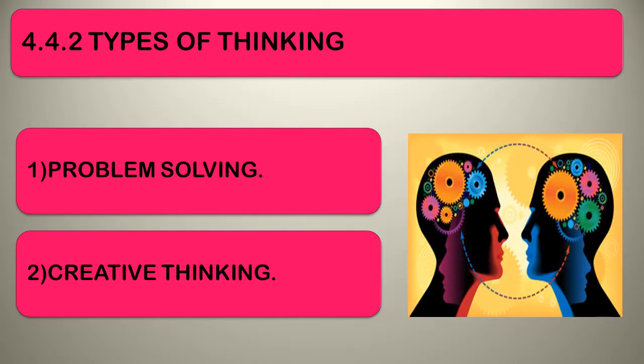Students, coming to the second topic of today's lecture, that is 4.4.2, types of thinking. Basically, in our syllabus, there are two types of thinking. One is problem solving and another is creative thinking. But problem solving is being omitted for this academic year 2021. So coming to the second type of thinking, creative thinking. Students, let us understand creative thinking in detail.